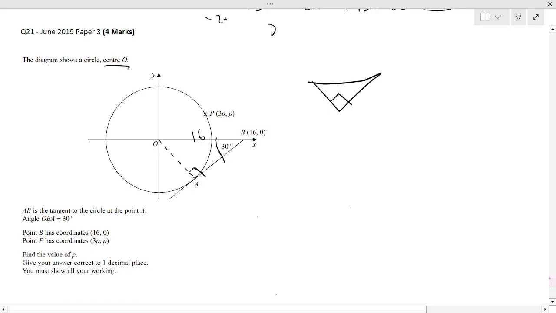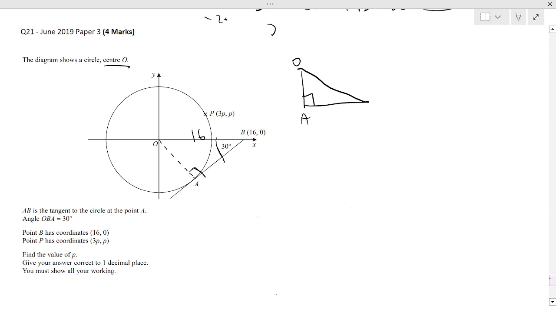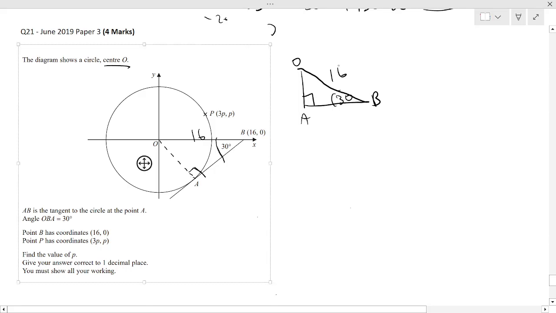Actually, let me make that a bit clearer. Here, if this is O, and then that's A, that's a right angle triangle. And then B would be 16 from O to B, right? That's the hypotenuse, because remember the right angle's facing the hypotenuse. What do we want? Well, we can find an angle. We know this is 30 as well. There we go. So we can use trig here, but what would we get?